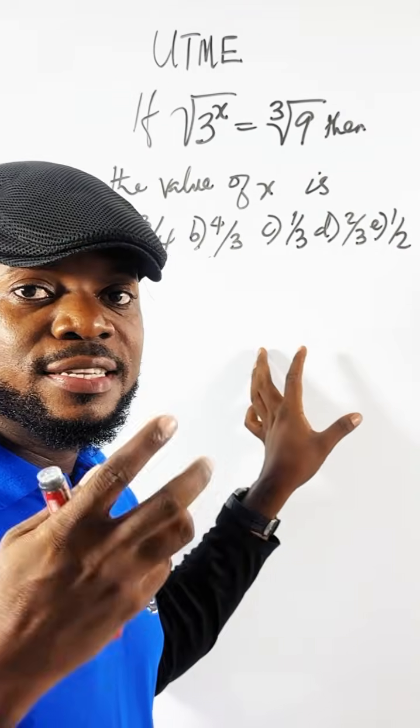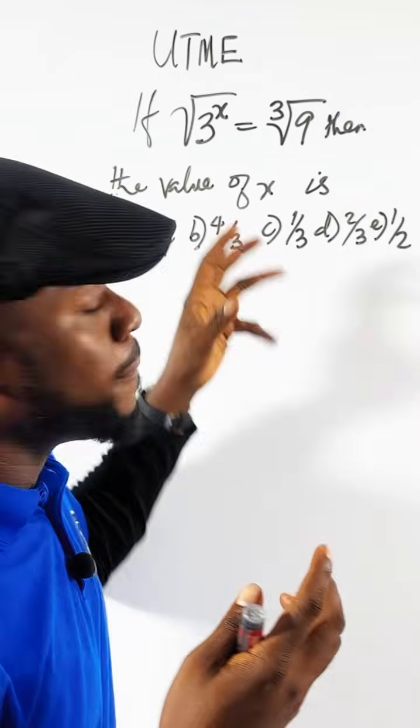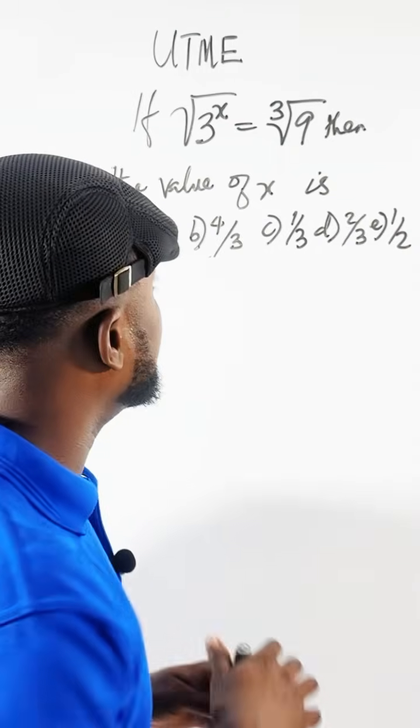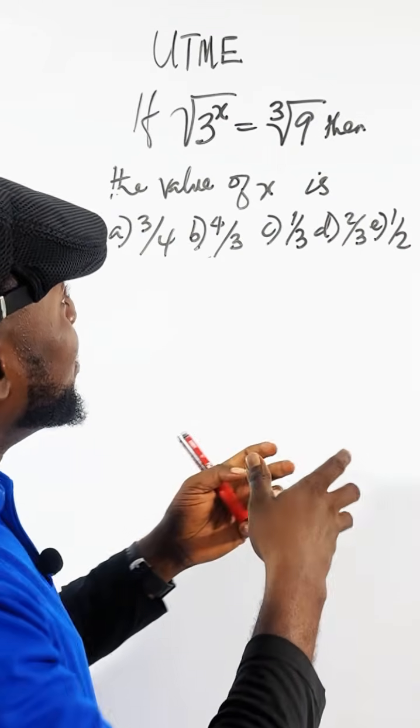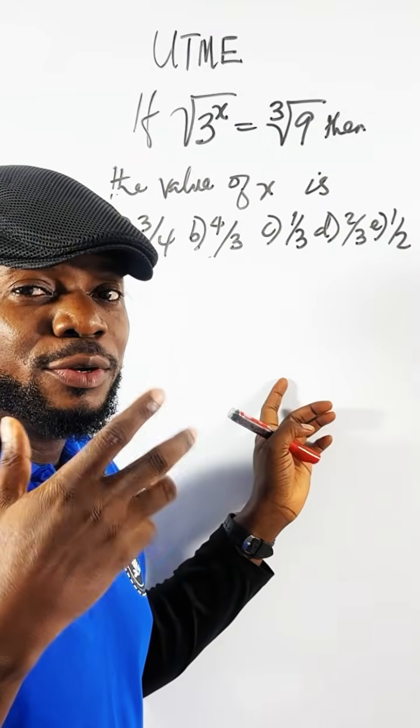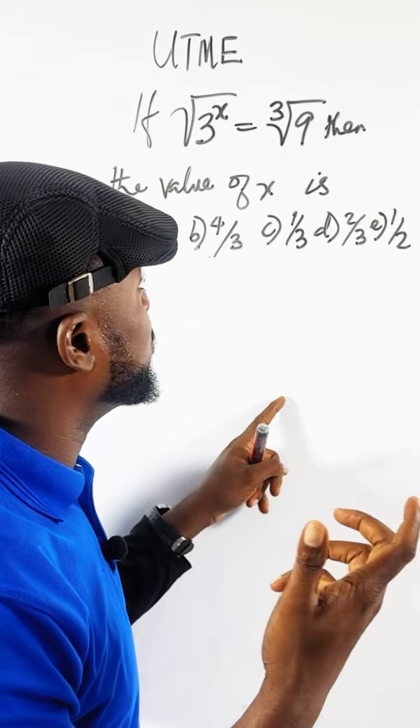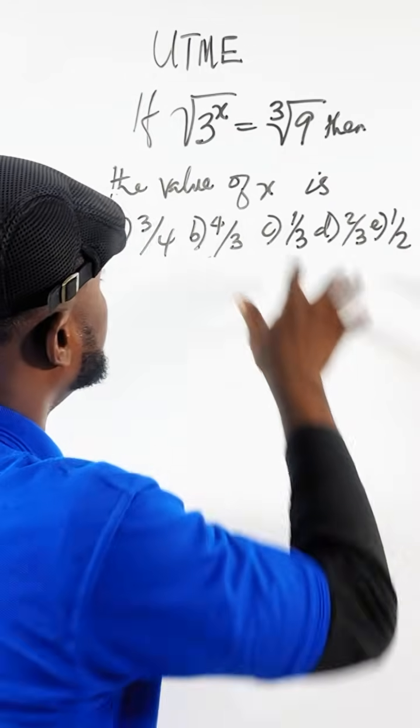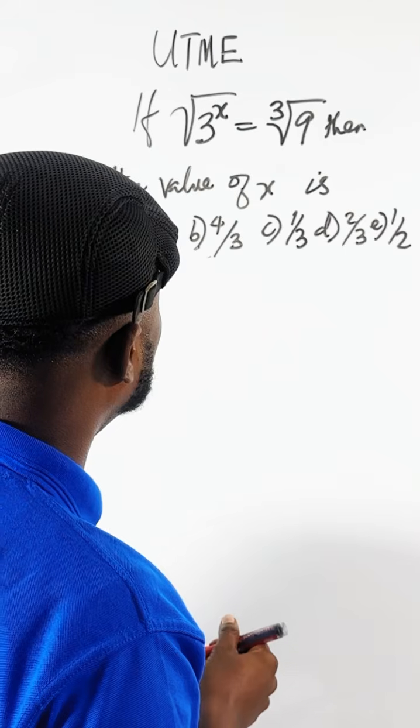Oftentimes, when students see the complexity of some mathematical computation, they tend to deviate, either by applying some other method that is not relevant or some kind of method that may not really work. So I will show you in this video how you're going to fix this particular problem in 1 second.